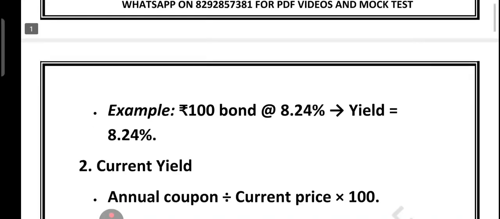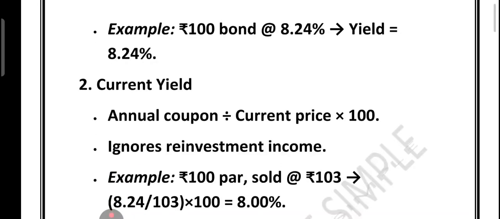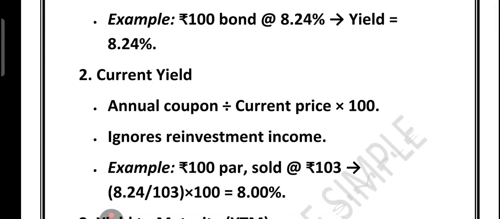Let me give you one example. Suppose we have a 100 rupees bond at the rate of 8.24%. So what will be the yield? Yield will be simply 8.24%. Next is the most popular topic, current yield. They ask you a question every year, so please understand what current yield is. Current yield is annual coupon divided by current price into 100. It ignores the reinvested income.